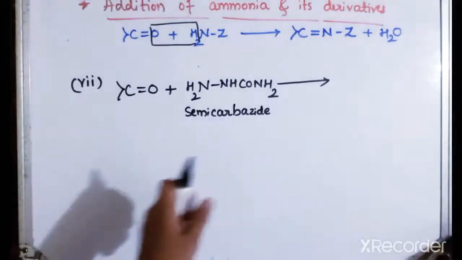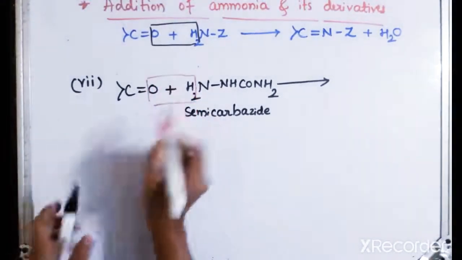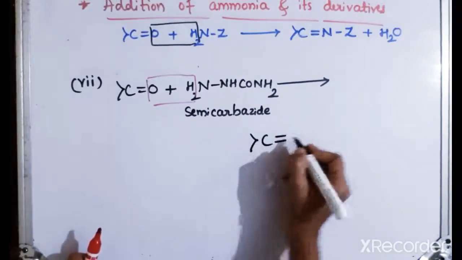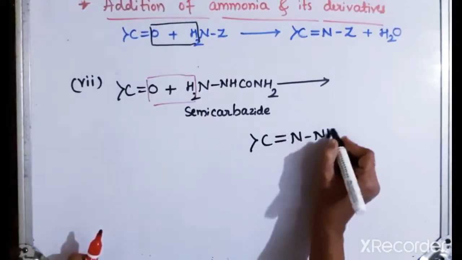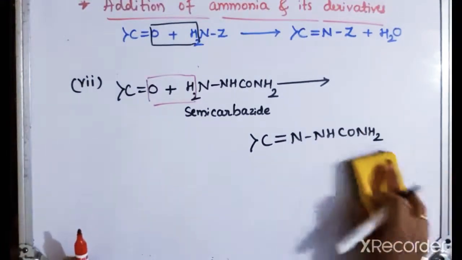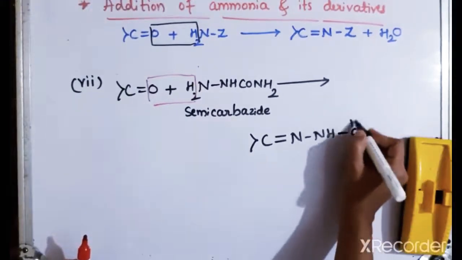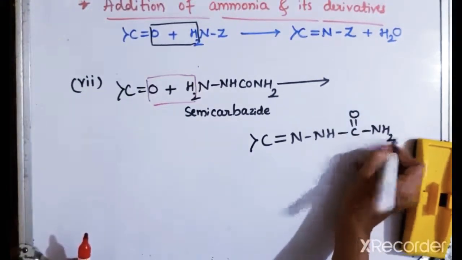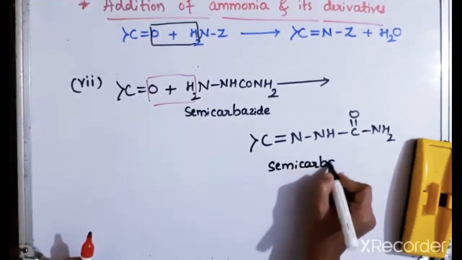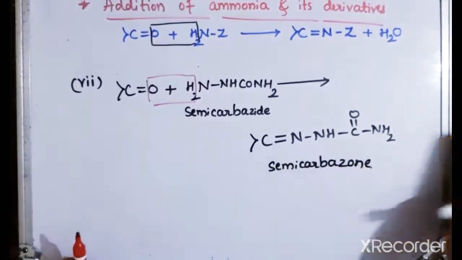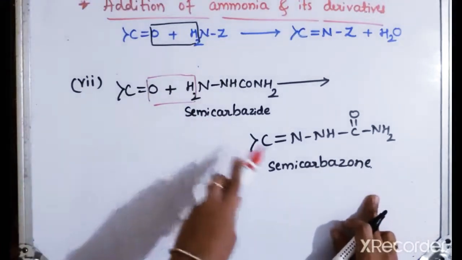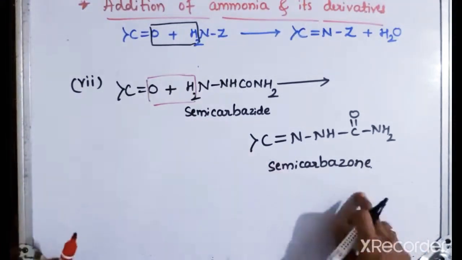We just have to remove this H2O and connect the nitrogen with the carbon atom. So the product is C double bond N, NH, CO, NH2. You can even elaborate the CONH2 as C double bond O, NH2. So this is semicarbazone. The product formed is called semicarbazone. Aldehydes and ketones react with semicarbazide, resulting in the formation of the respective semicarbazone.